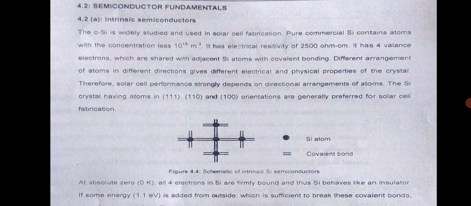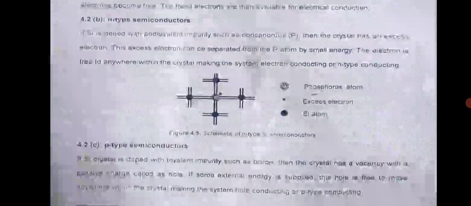If we consider absolute 0 Kelvin temperature, the 4 electrons in the silicon are firmly bound to the silicon, so it behaves like an insulator. If some energy, the band gap energy, which is 1.1 electron volt, is added from outside, it is sufficient to break these covalent bonds, and the electrons become free. These free electrons are then available for electrical conduction. So this is the intrinsic semiconductor.